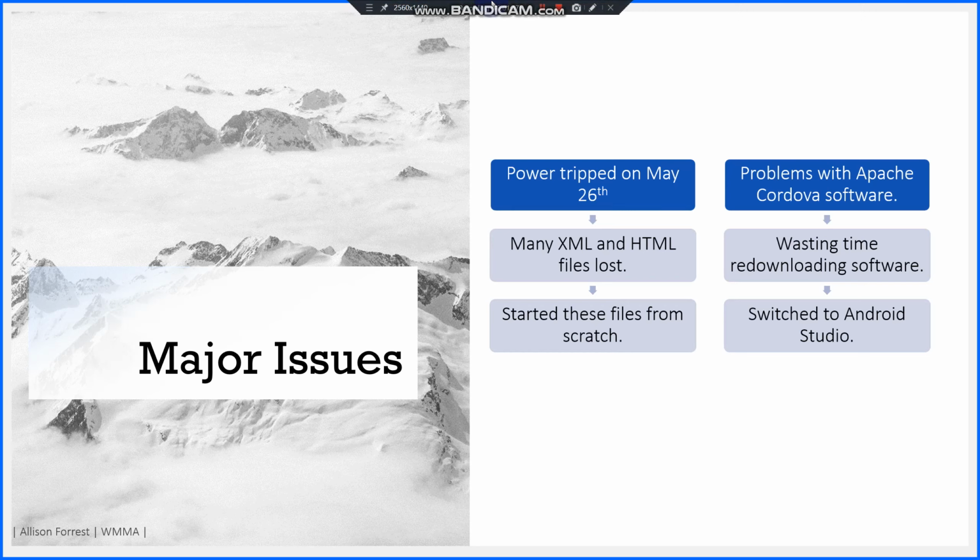The next problem that I ran into was with Apache Cordova that I was using to design the application. Specifically, I was having problems with Gradle, which is required software for Apache Cordova. I was having problems getting Gradle to work. I had to keep re-downloading files and moving them around in my computer, which caused me to lose several XML and HTML files as well.